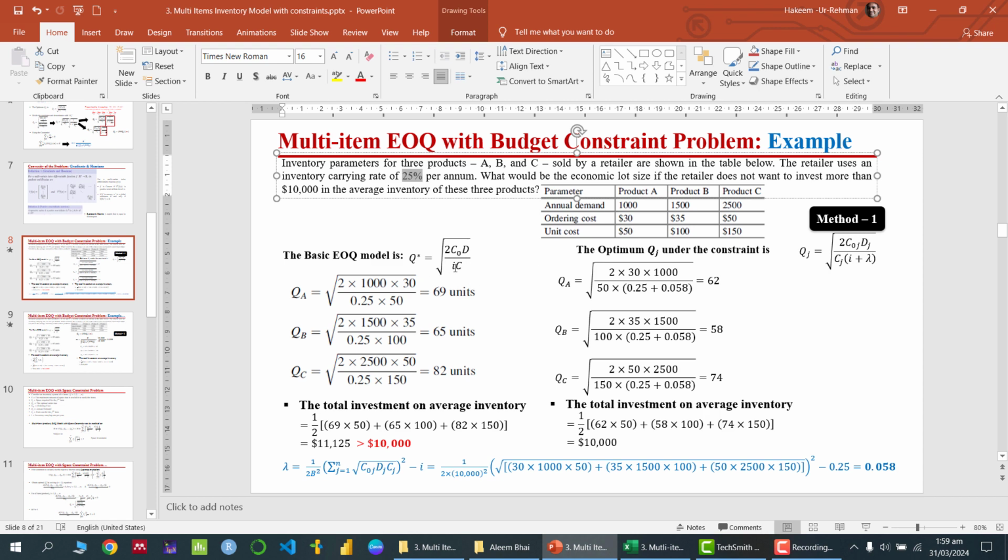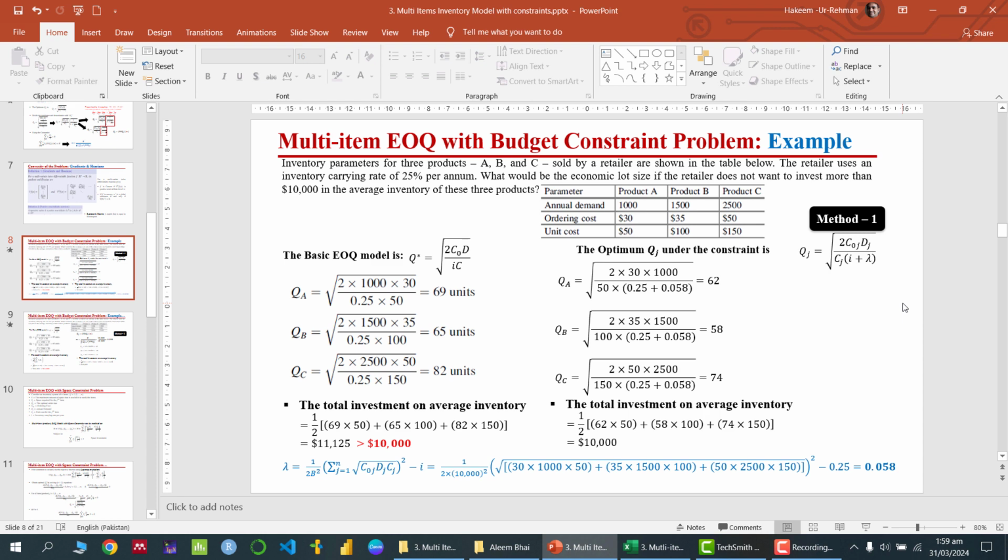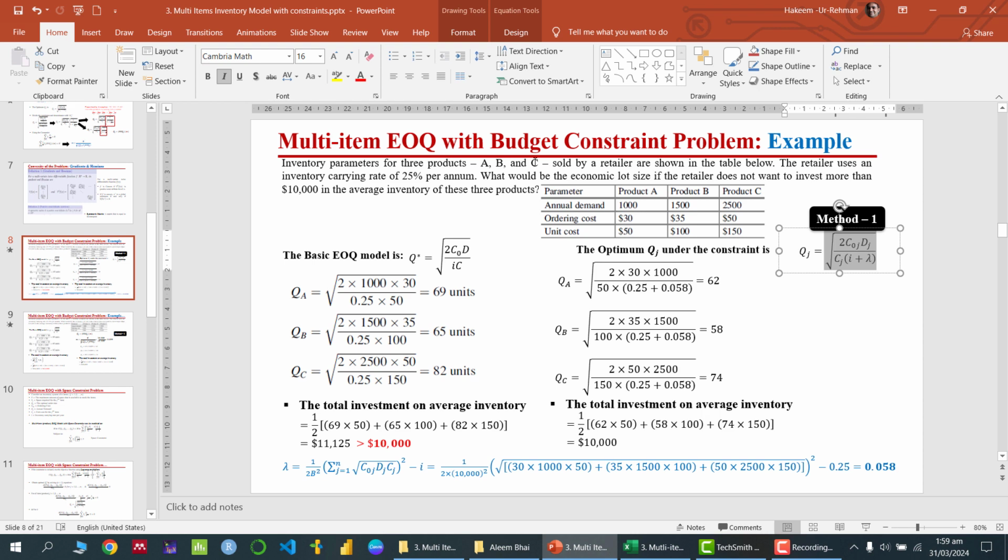So if we multiply I, which is 0.25, by the unit cost, we get the carrying cost. And after the solution, we can also see that if we have the budget constraint, the optimum order quantity formula is this one. If you want to understand the theory, you can watch the previous video lecture, in which I explained how we can find this Q when we have the budget constraint, as well as how to find the optimal Q if we have a space constraint.